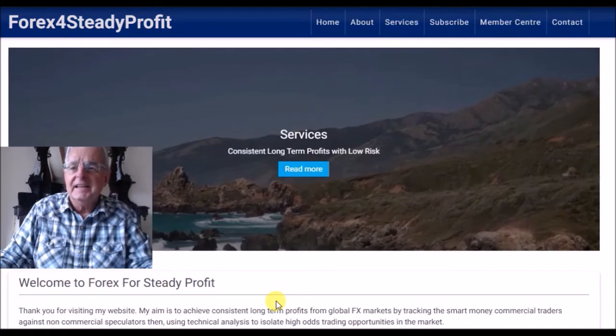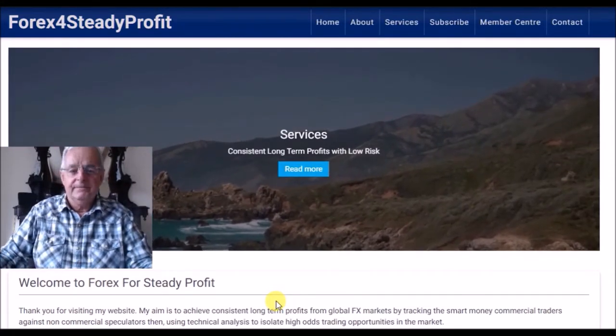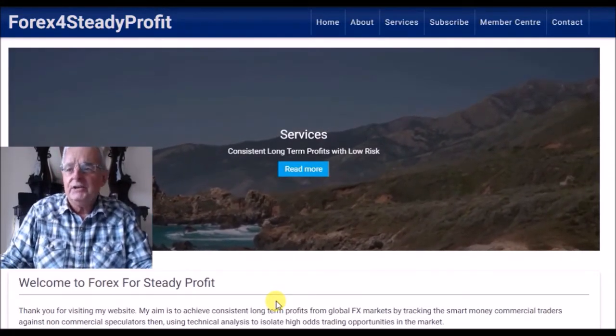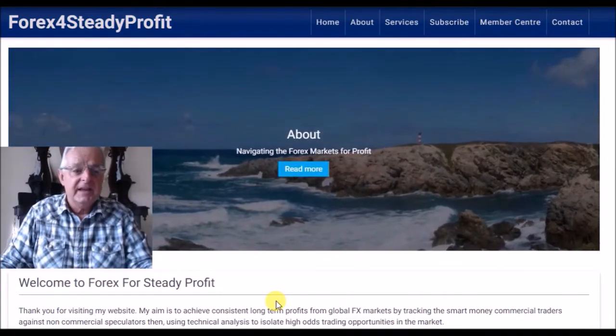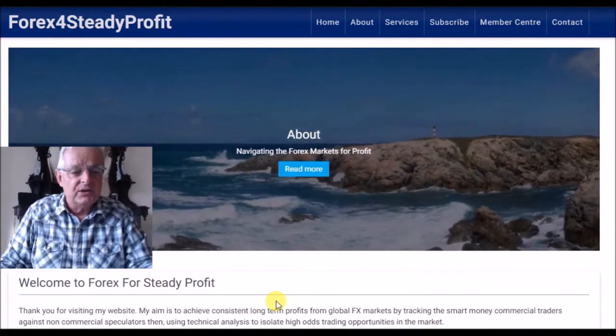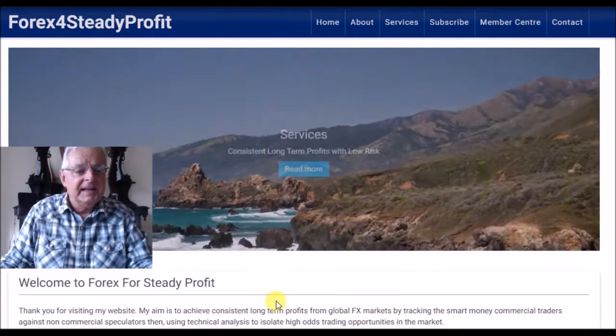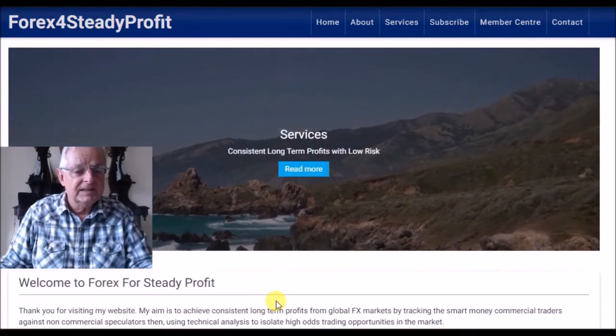I use the Commitment of Traders report, which comes out every week on a Friday, to give me an idea of market direction. I analyze the ratios of longs to shorts for the commercials and non-commercials, and I also look at the divergence on the pairs, and it gives me an idea of market direction.